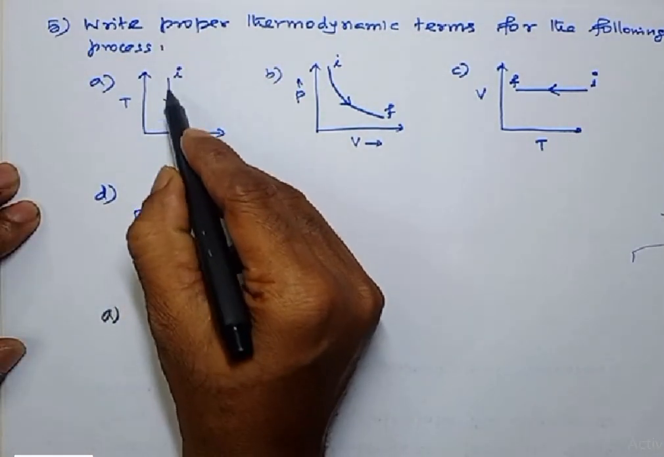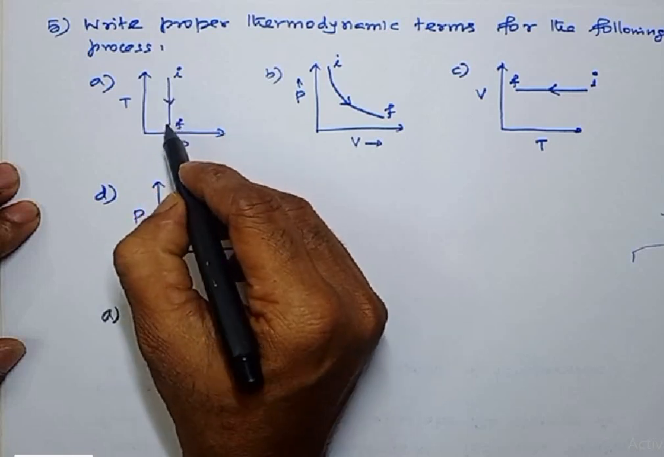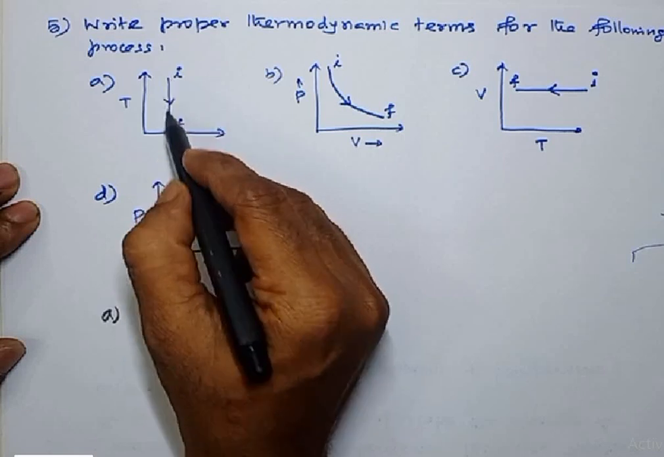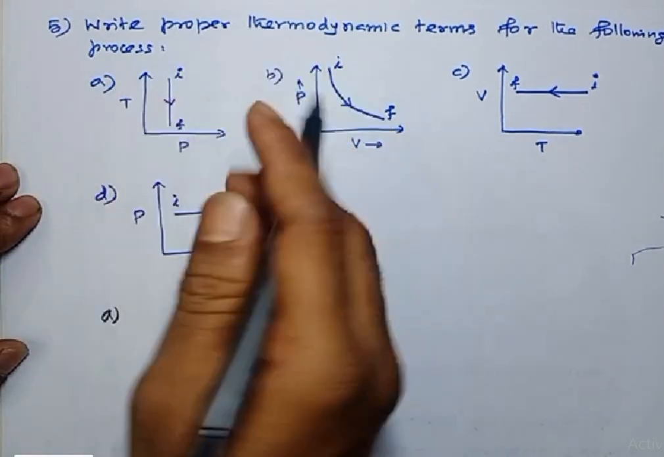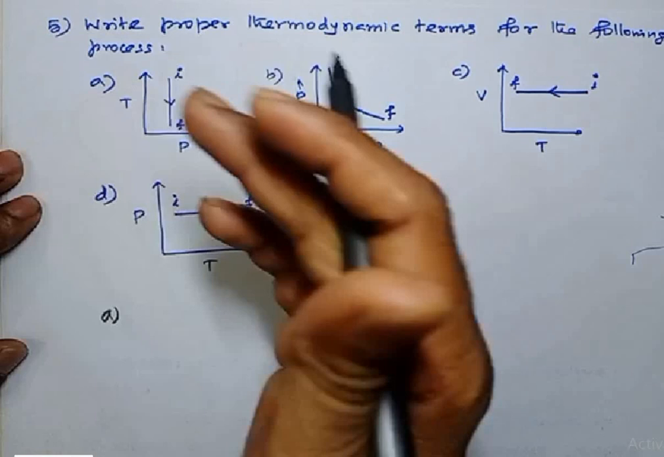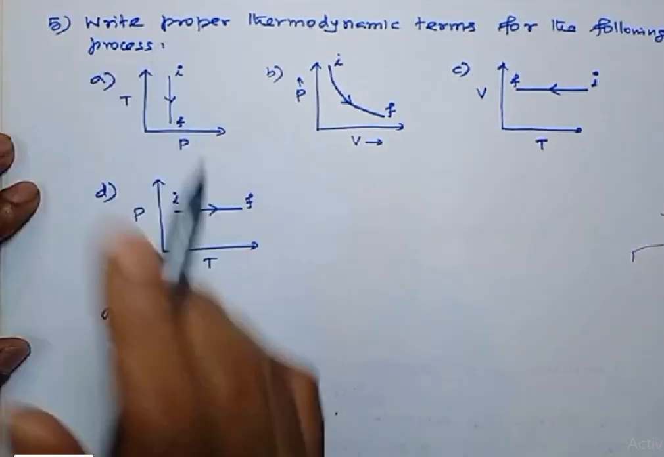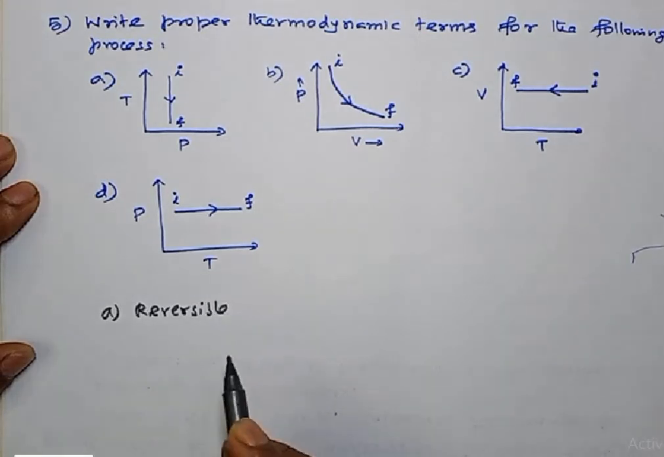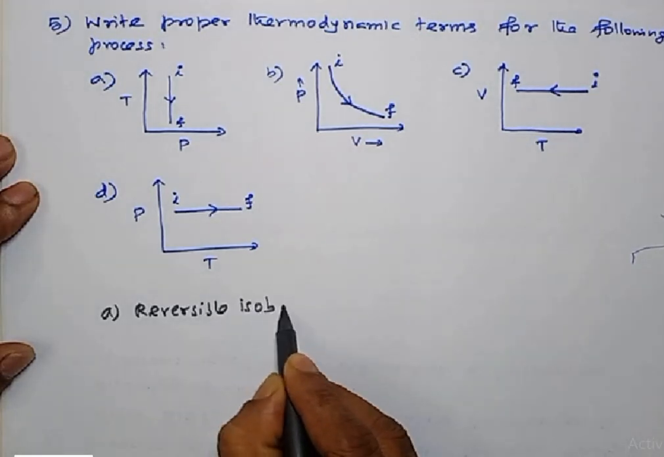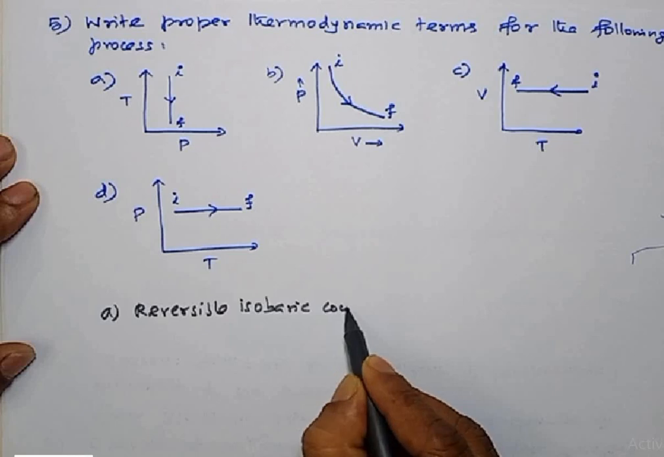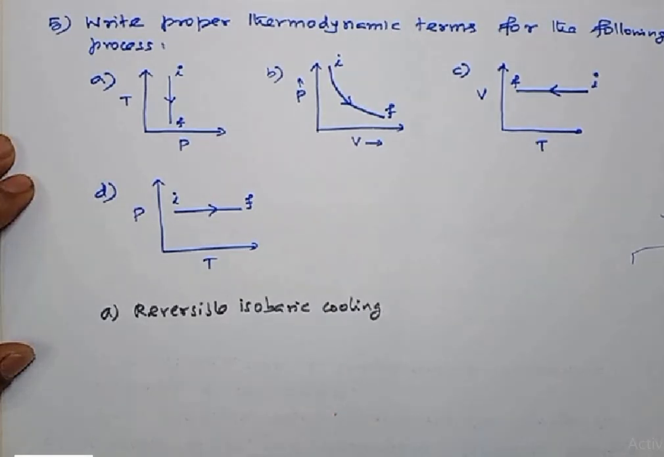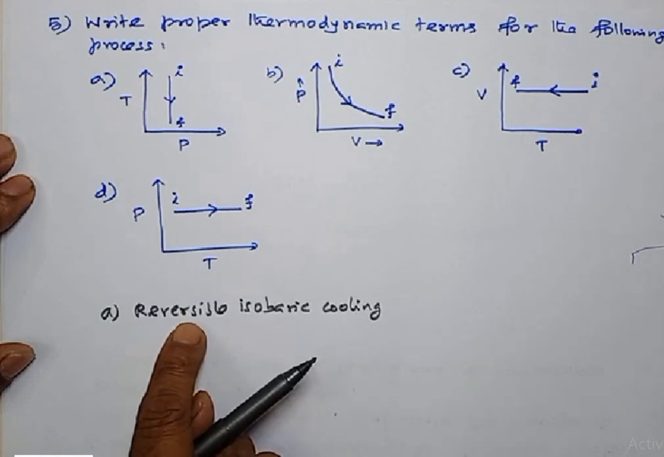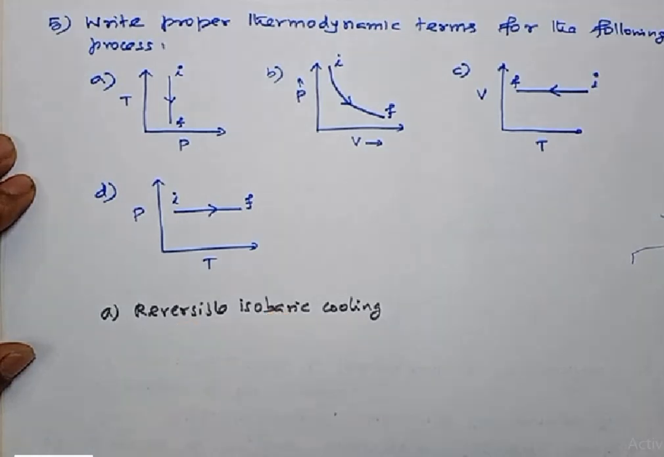See, during this process, pressure remains constant. See, pressure remains constant, but temperature decreases. Temperature decreases means cooling. Pressure remains constant means isobar. Therefore, this process is reversible isobaric cooling. Okay, this is the proper thermodynamic term, reversible isobaric cooling.